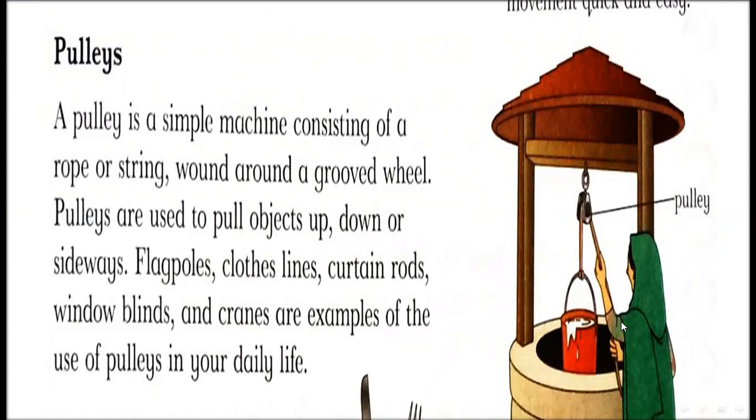Again, we repeat, a pulley is a simple machine consisting of a rope or a string wound around a grooved wheel. See here, that one is called a grooved wheel. Pulleys are used to pull objects up and down or sideways. So flagpoles, clotheslines, curtain rods, window blinds, and cranes are examples of pulleys. A pulley is also a simple machine.